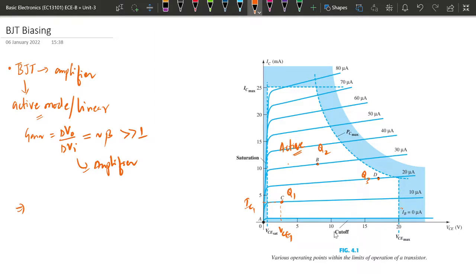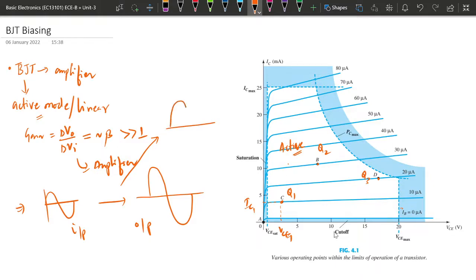Distortion means, suppose we are providing an input, this is the input, so for an amplifier an amplified output should be there. If this is the input, this should be the output. But sometimes what happens is that at the output we should get this, but instead we get an output that is distorted. That means at the upper side we get this, but at the lower side it is cut off. So this is a distorted output.